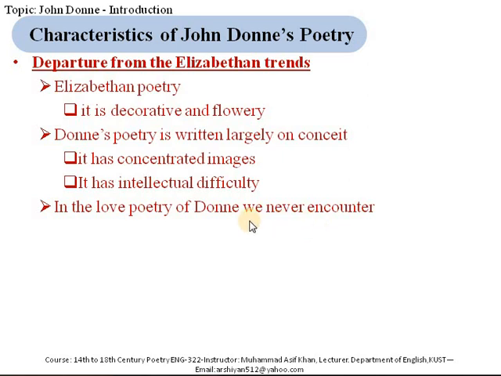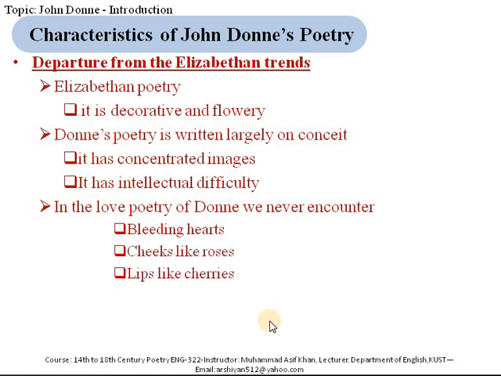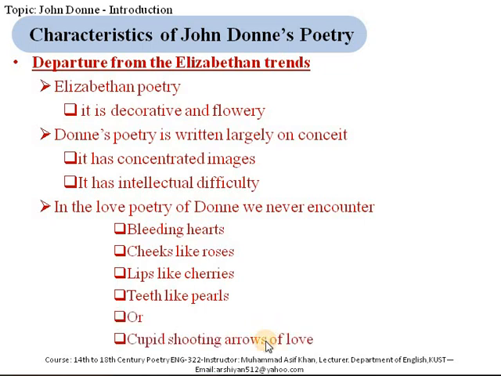In the love poetry of Donne, we never encounter bleeding hearts, cheeks like roses, lips like cherries, or teeth like pearls. Neither do we encounter cupids shooting arrows of love. Even if we have tears in the poetry of John Donne, these tears are different from the ordinary saline fluid of unhappy lovers. They are ciphers, they are knots, they are symbols of the world's emptiness. So these tears are very concentrated images, and these very images have intellectual difficulty. So that is the departure from the Elizabethan trend.